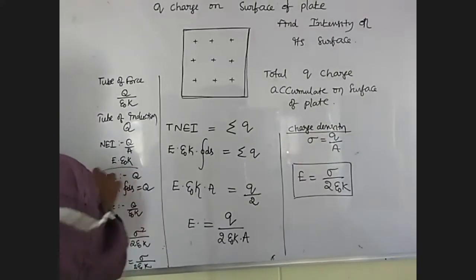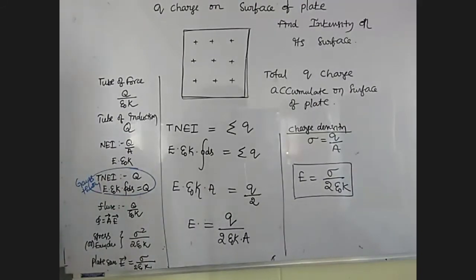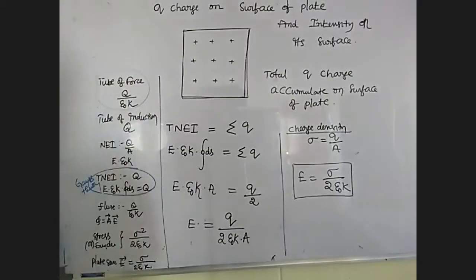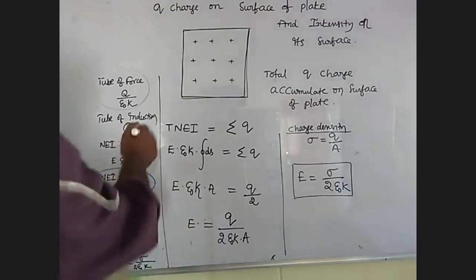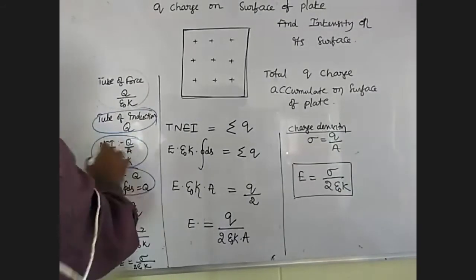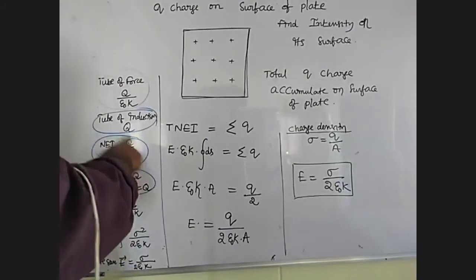Gauss theorem says total normal electric induction equals total charge. Using Gauss application, we handle a sphere, cylinder, or any charged body. The formula for tubes of force is Q upon epsilon naught K. Tubes of force independent of the medium are called tubes of induction. Q charge provides Q tubes of induction. Another one: normal electric induction is Q upon A, tubes of induction per area.